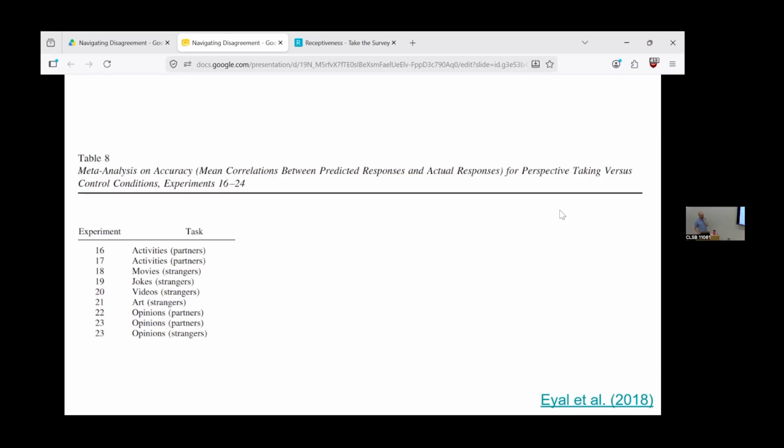Unfortunately, I couldn't find in the paper how long they had been together. But in a separate part of the paper, which I will talk about in a moment, some of them were married. So I think some of these people had been in long-term romantic relationships. And then some of the pairs were just strangers that got to introduce themselves to each other, but they didn't know each other beforehand. And then you can see that these tasks have different names: activities, movies, jokes, etc.